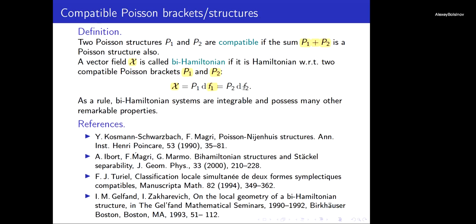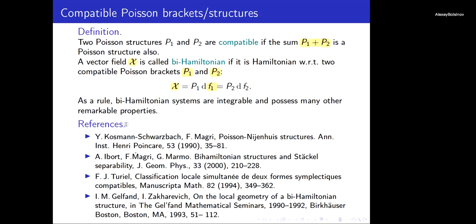As a rule, you may think of it as an experimental fact, but there are fundamental reasons for that. As a rule, bi-Hamiltonian vector fields, bi-Hamiltonian systems are integrable. So we can integrate them, they demonstrate regular behavior and possess many other remarkable properties. And in this area, Nijenhuis operators naturally appear. I will remind you how they appear in 5 minutes.